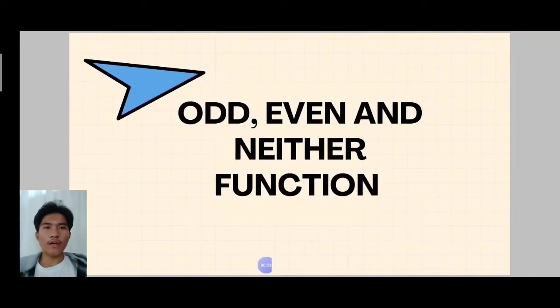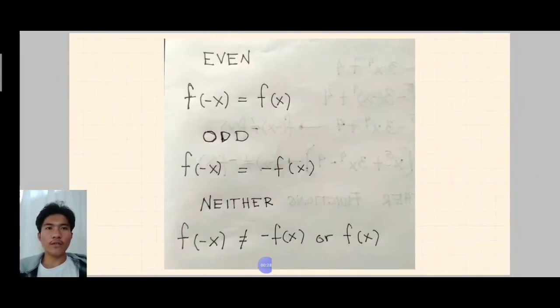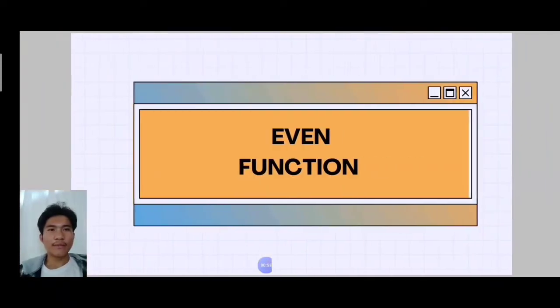Odd, even, and neither function. An even function is f of negative x equals f of x. An odd function is f of negative x equals negative f of x. A neither function is when f of negative x is not equal to negative f of x or f of x.